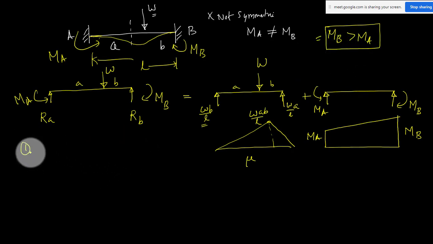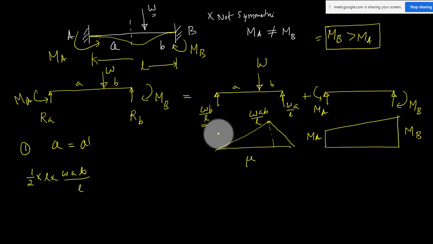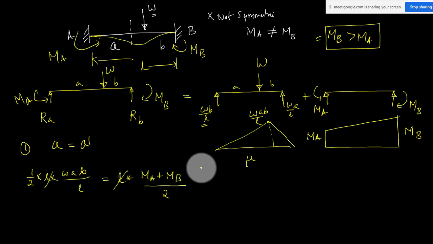The first equation is the area. The area of this moment diagram should be equal to the area of this moment diagram. So you can equate the area of this triangle, half into L into WAB by L, which is the area of this moment diagram. That should be equal to the area of the trapezoid. What is the area of the trapezoid? Length into average height, Ma plus Mb by 2. This is the area of the trapezoid. I think you can simplify this equation. So this is the method.